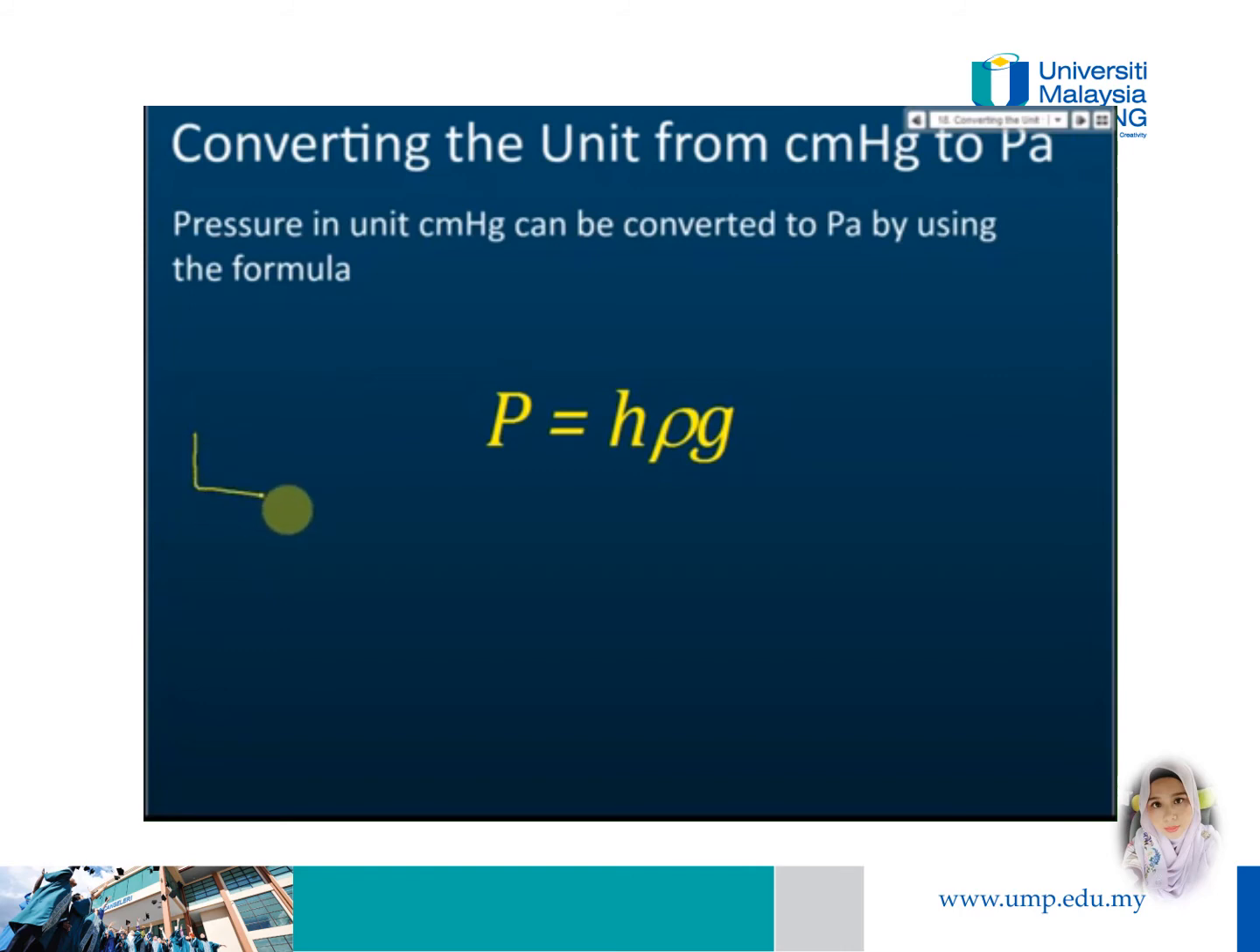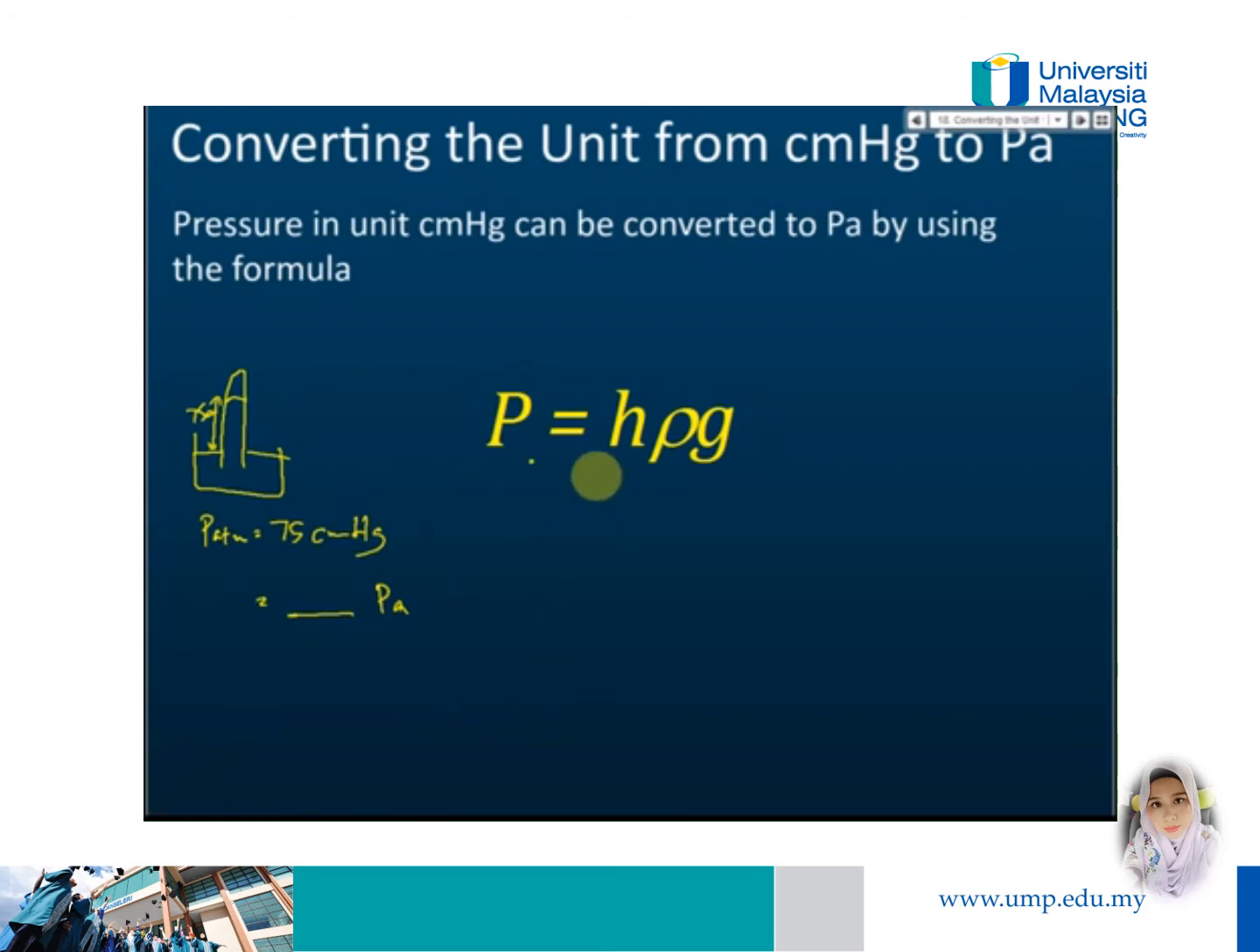Let's say you have a simple barometer, and you measure the pressure. Again, you find that the pressure is 75 cm. So the atmospheric pressure is equal to 75 cm mercury. But sometimes, especially in objective questions, they may want you to convert this cm mercury to Pascal. So how do we convert cm mercury to Pascal? What we can do is use this formula.